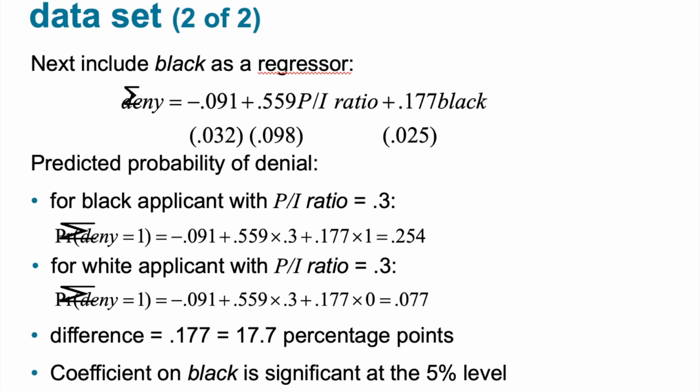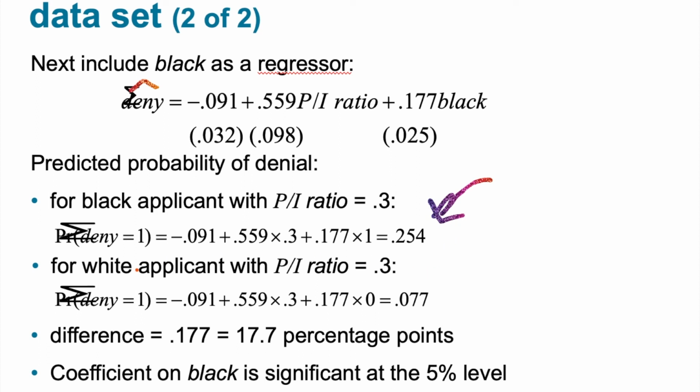What if we include black as a regressor? Then our regression is predicted value of deny equals negative 0.091 plus 0.559 times the payment to income ratio plus 0.177 times black. For the predicted probability of denial for a black applicant with a payment to income ratio of 0.3, let's plug 0.3 and black equals 1 into the linear probability model, and the probability of deny is 0.254.